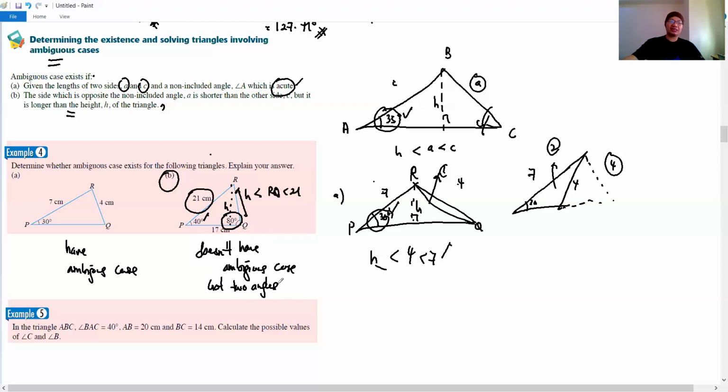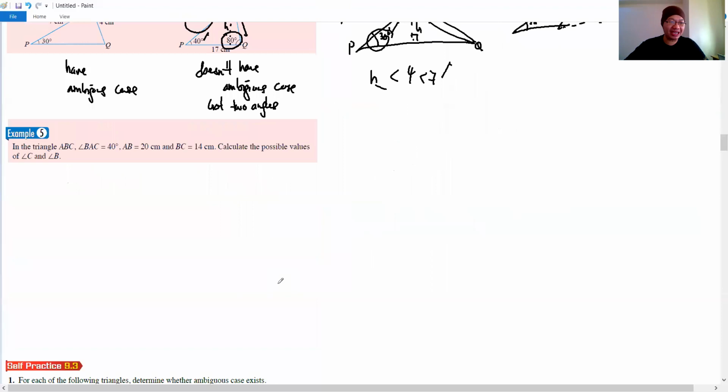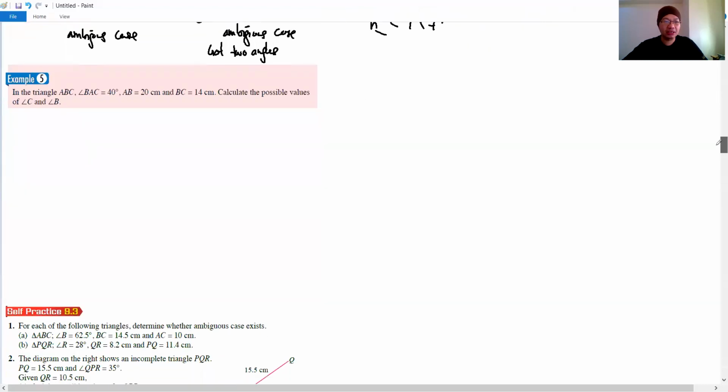Okay guys, that is your example 4. Now look at example 5. Okay, example 5 here, what we are going to learn. In a triangle ABC, you need to draw your triangle. So BAC, I draw first.